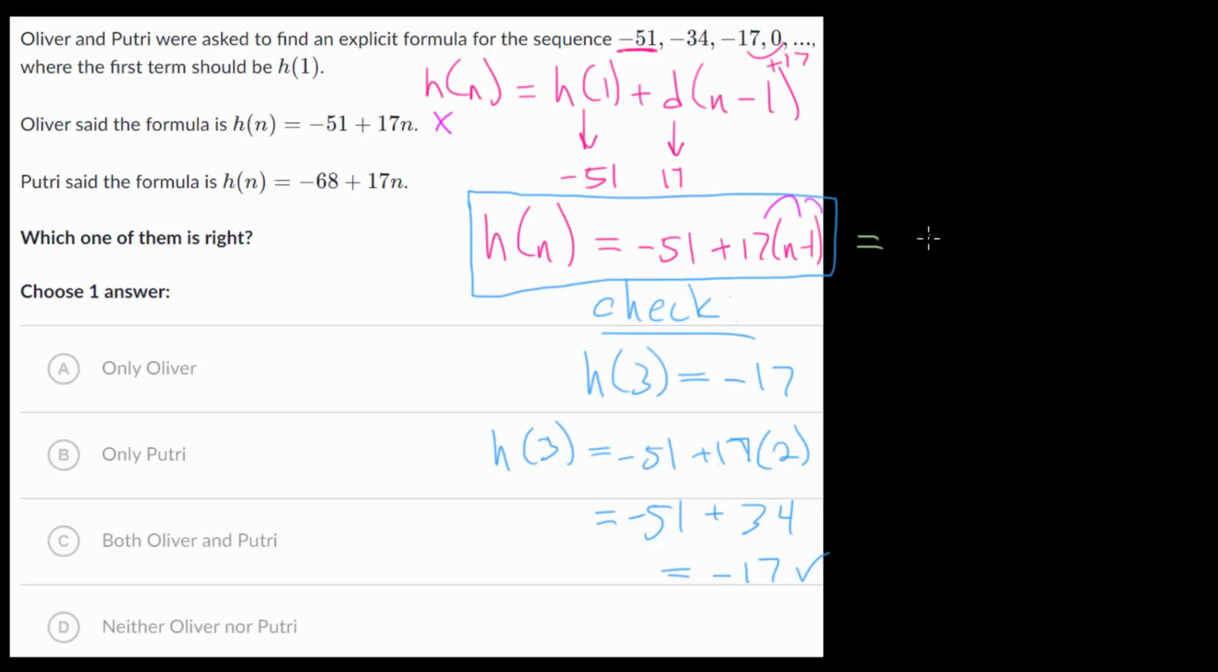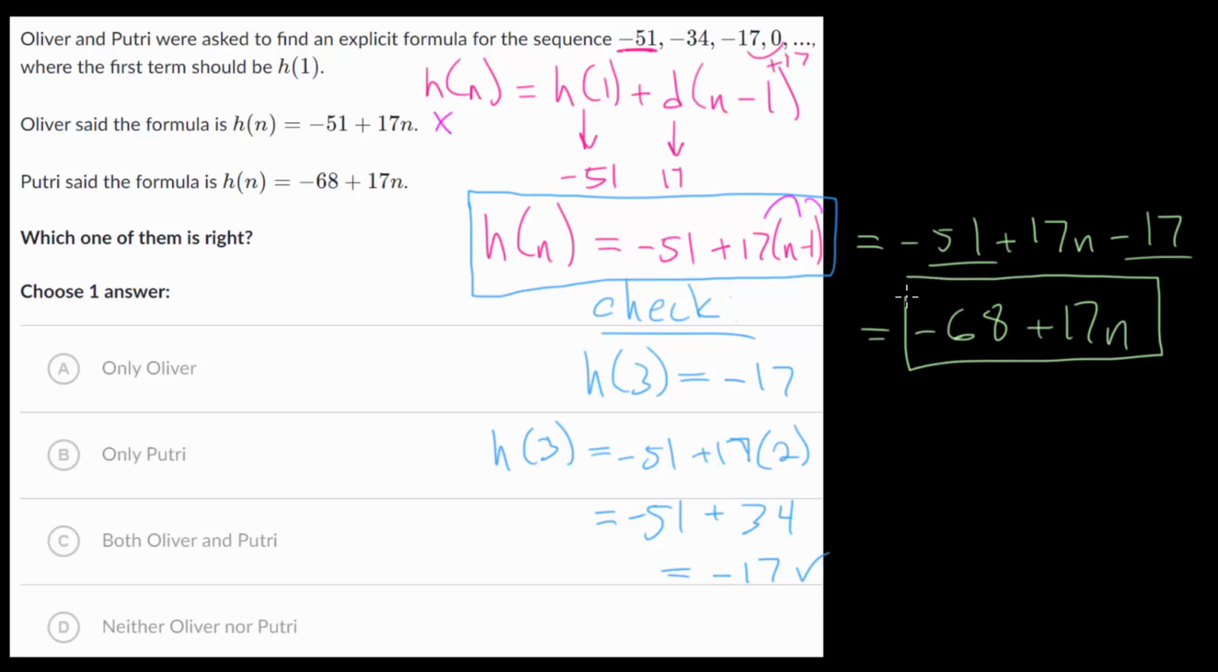So distributing here, we have minus 51 plus 17n, and we have 17 times negative 1, which is minus 17. So combining like terms, minus 51 minus 17 would be minus 68 plus 17n. And this is just another way to rewrite our explicit formula here. But notice that Putri actually had that exact formula. So this is correct. And the answer here will be B.